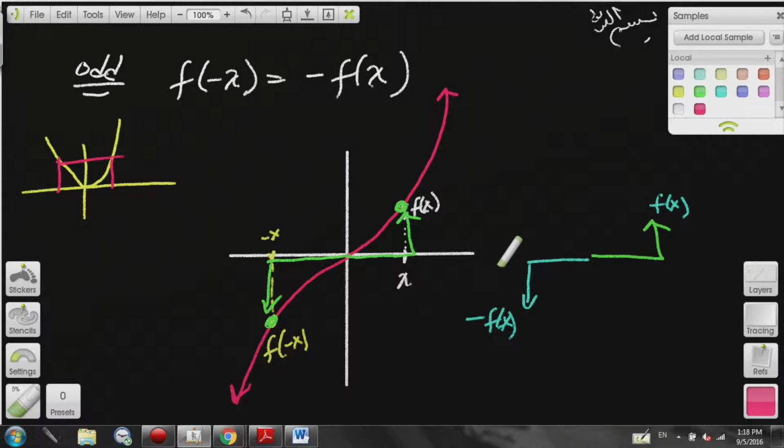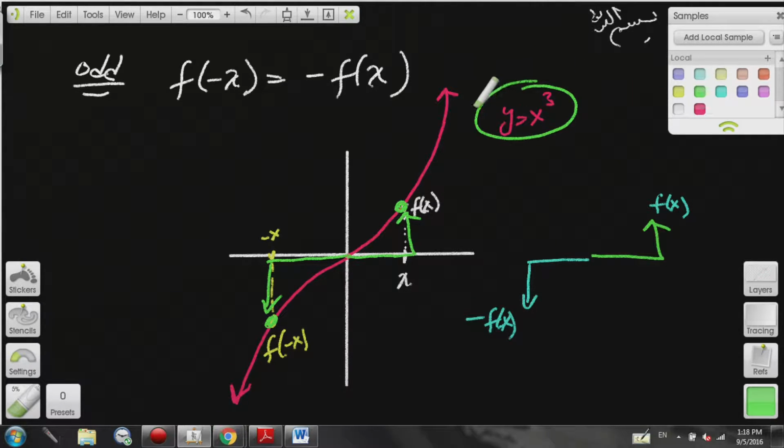If you're looking for this, this graph over here, which is the y equals x cubed graph, is a classic example of an odd function, if you know this. It doesn't have to be this one; this is just one example of an odd function. There are infinitely many different examples you can give. So that's what it means for a function to be odd. The opposite of x is this, and this value here is negative f of x.